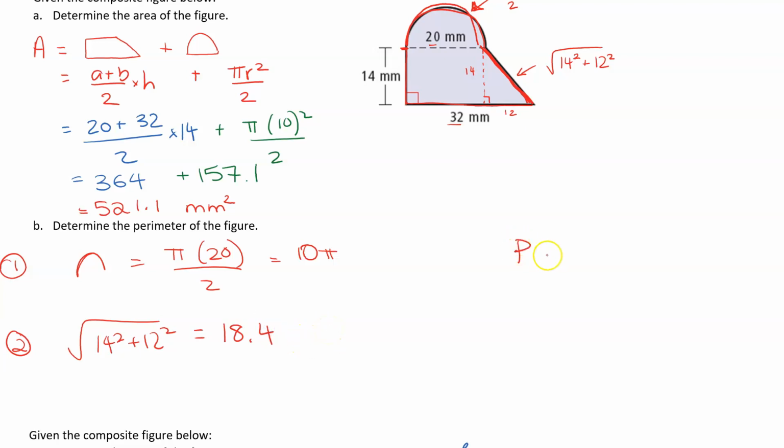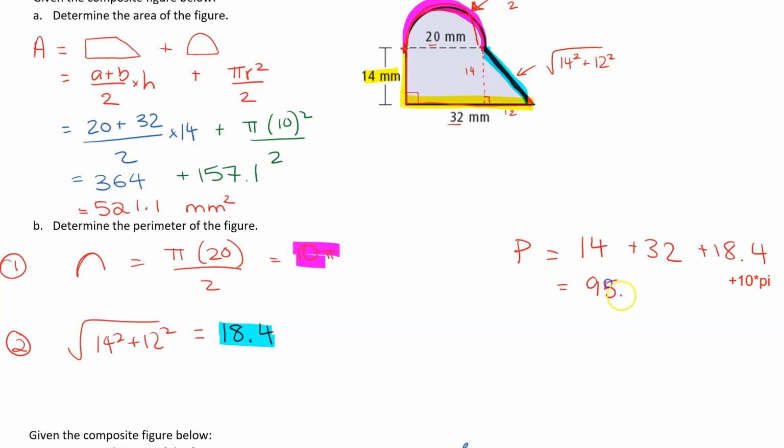Okay, so my total perimeter is going to be, we'll just do each side, 14 plus 32. Now I'm going to add in this bit here, which was 18.4. And then I'm going to add this side, which is the semicircle, which was 10 times pi, or 10 pi. Then I can put that straight in my calculator to get a final answer. So that total perimeter comes out at 95.8 millimeters.